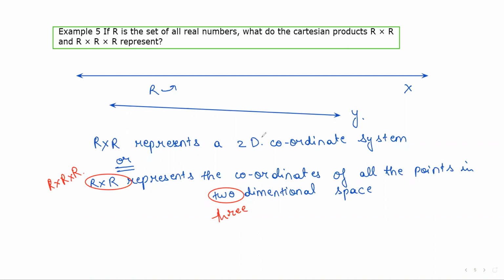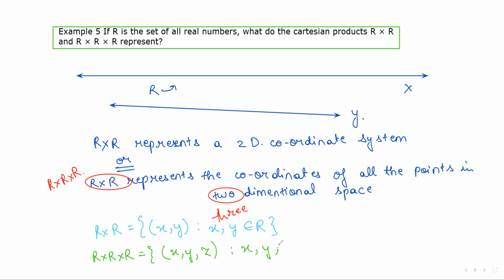Now you can even write R cross R and R cross R cross R in set-builder form. So R cross R will be equal to the set of (x, y). You know that in 2D on a graph paper, you have two numbers representing each point, where x, y belong to real values. Similarly, R cross R cross R represents an ordered triplet (x, y, z), where x, y, z belong to R, real values.